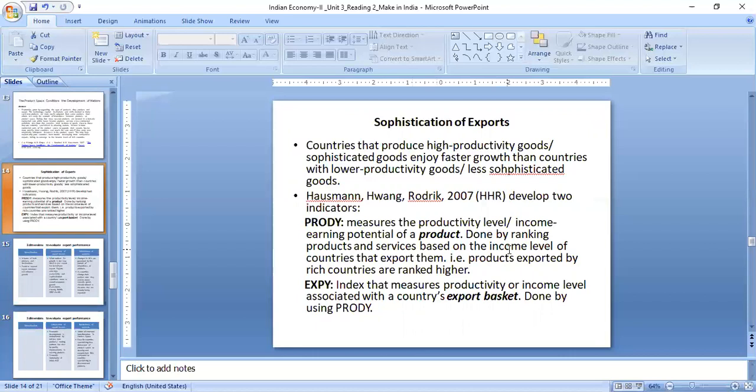Now, a very plausible assumption would be that if a richer country is exporting a commodity, then it must be associated with a higher income level or with a higher productivity level. So, using this plausible assumption, goods and services have been ranked based on the income level of the countries which are exporting them. So, the products which are exported by richer countries get a higher ranking, whereas products which are exported by poorer countries are ranked lower because they are expected to be low productivity or less sophisticated products.